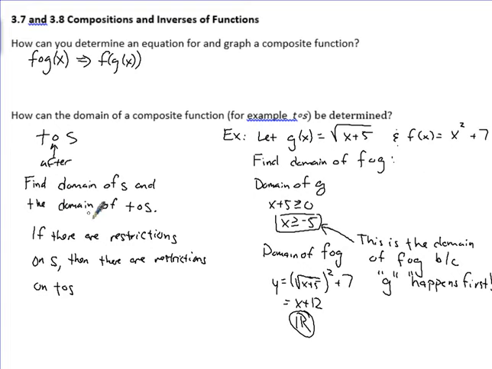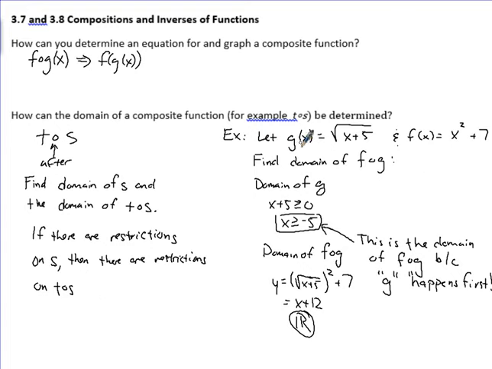So let's do an example over here. We have these two functions. Let me go back to this. So you have to find two domains. You find the domain of s, and then you find the domain of t after s. If there are any restrictions on either of these functions, then you include those restrictions in the domain.